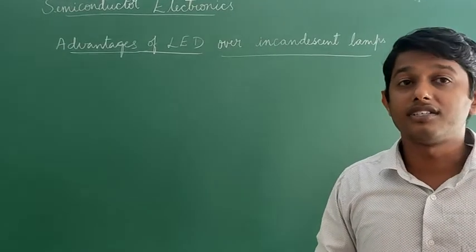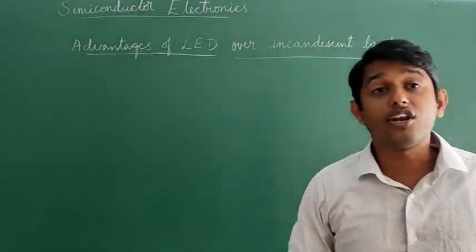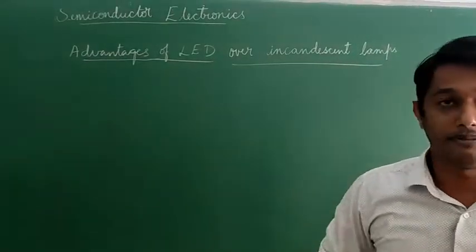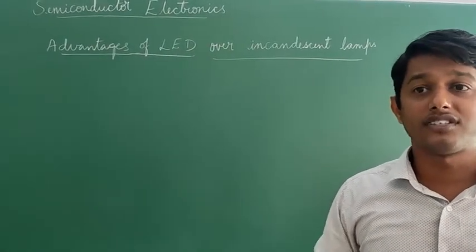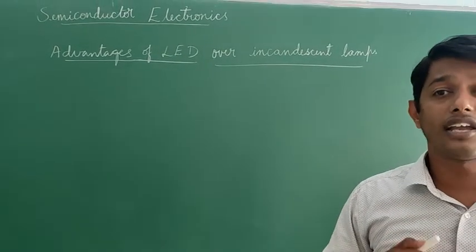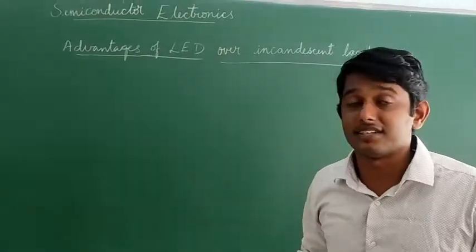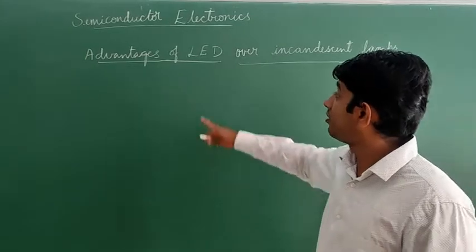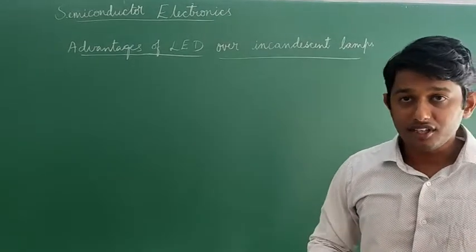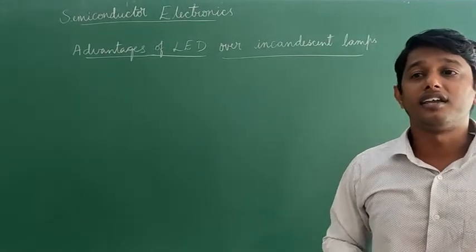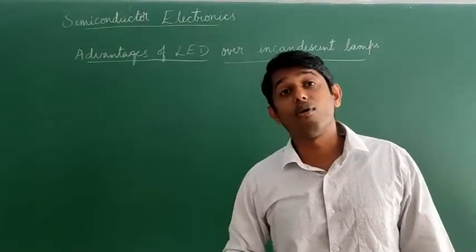The next one is long life and ruggedness. LEDs have a very long life when compared with incandescent lamps. The next one is fast on and off switching capability. They can be used with fast switching on and off capacities. The fast on and off capacity of the LED is more when compared with the incandescent lamp. The next one is that the emitted light is nearly monochromatic. The light emitted by the LED is nearly monochromatic.